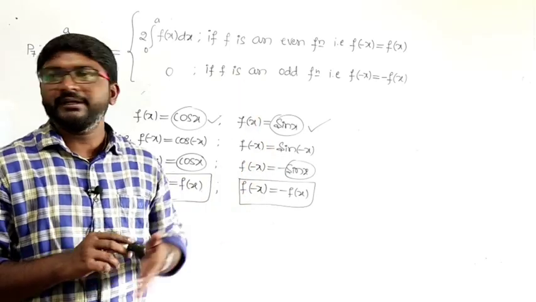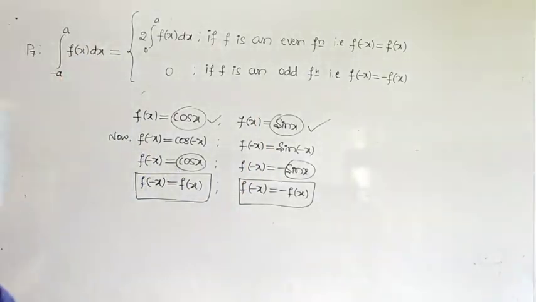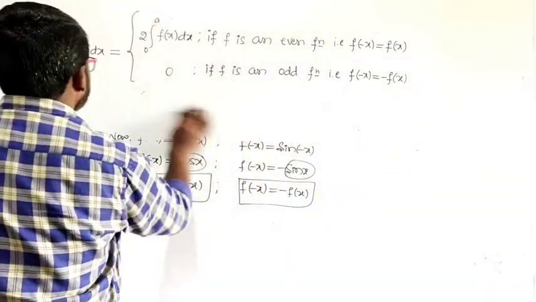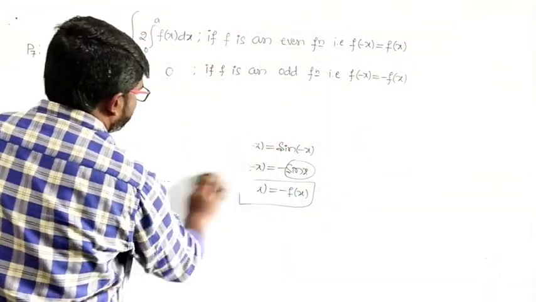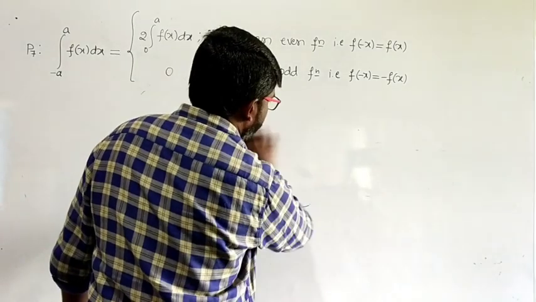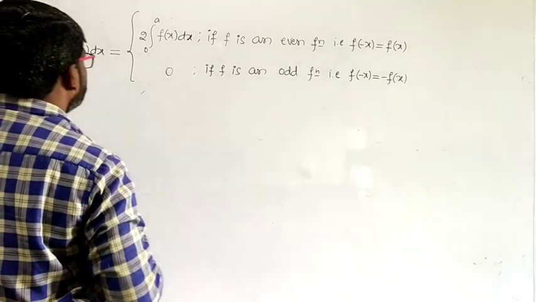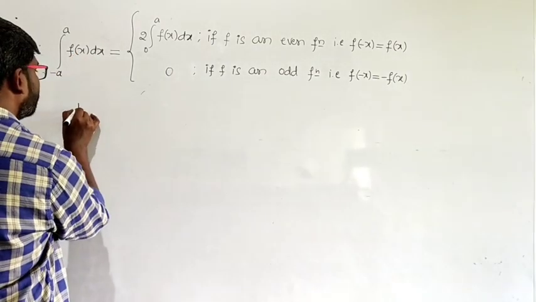Now come back to the property P7. So we'll prove this, and this P7 is very important for the annual exam. This has been repeatedly given for 6 marks. So here, see here, I'll go for the proof.